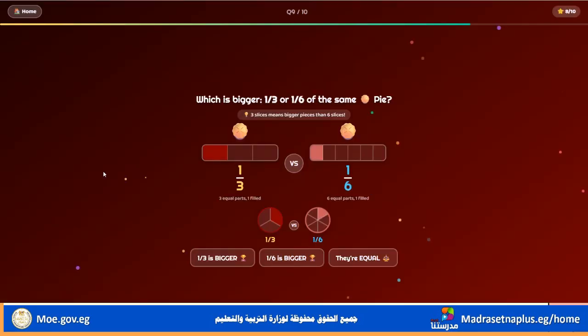Okay. Which is bigger, 1/3 or 1/6 of the same pie? 1/3 on the left, 1/6 on the right. It's easy to get which part is bigger, 1/3 or 1/6. You can compare using models. Yes, 1/3 is bigger. It's easy to get it.